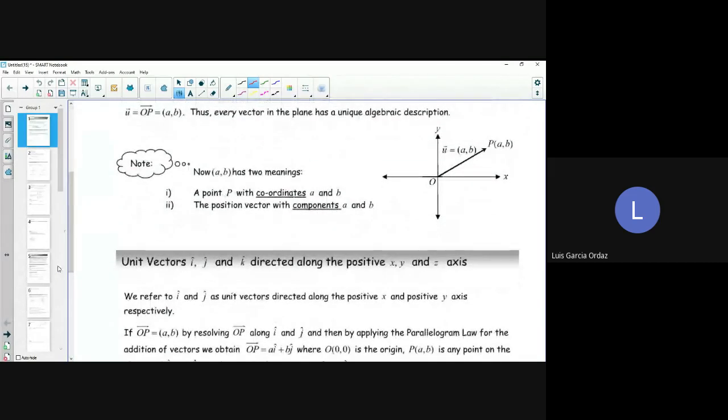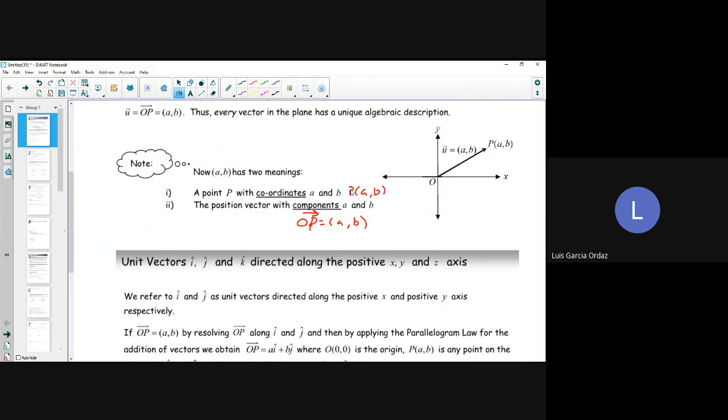So AB has two meanings. It's a point P with coordinates A and B, and it is the position vector with the components A and B. Okay? So I can have my point AB, or it can be expressed as my vector OP, where A and B are specific values.